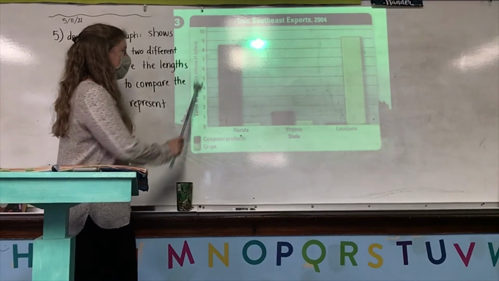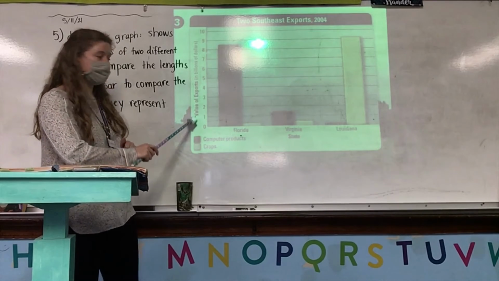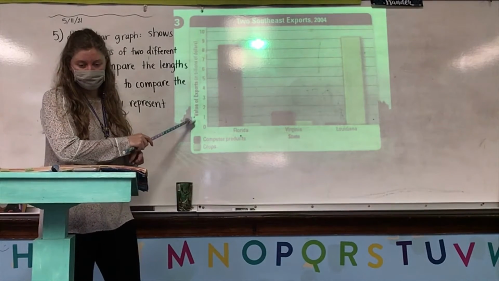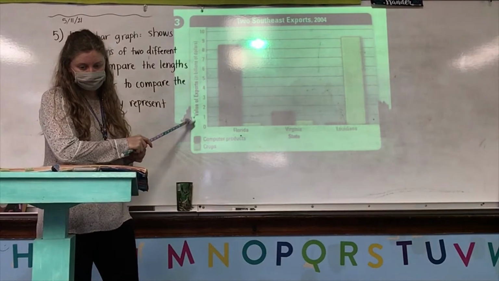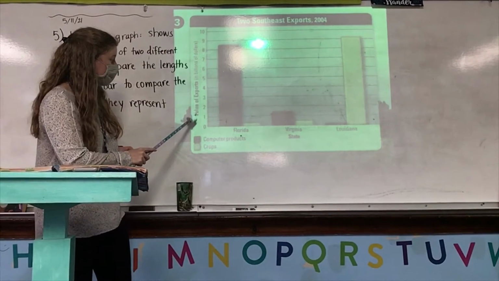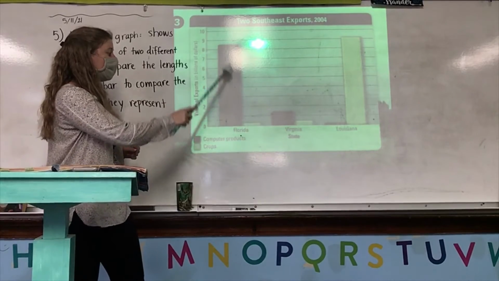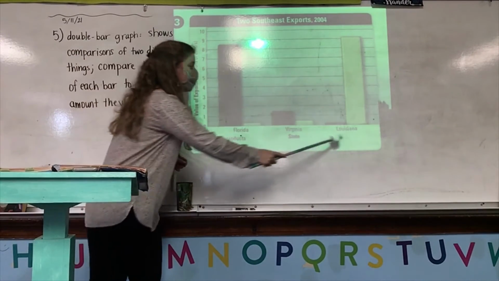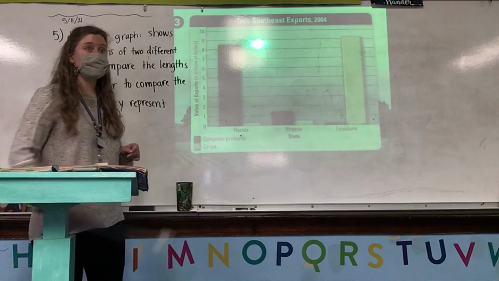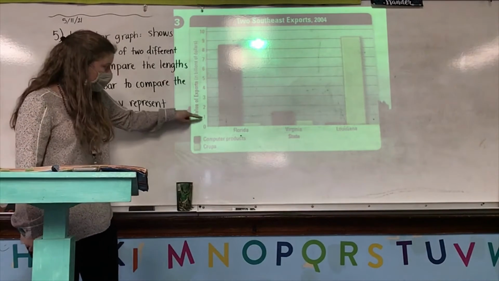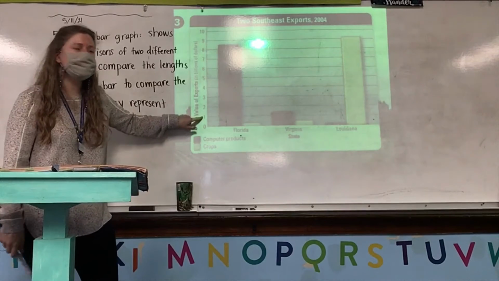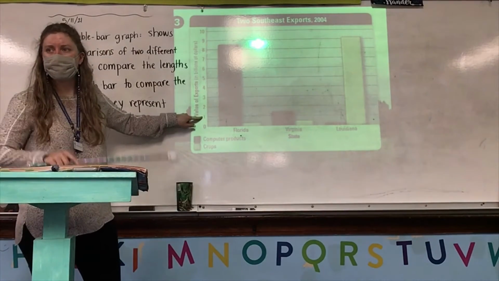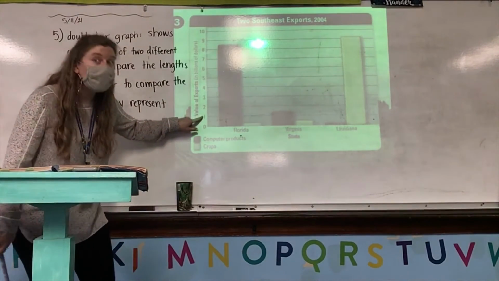Now let's look at the label on the side. What do these numbers show? Value of exports in billions of dollars. So this is how much the exports were from these three states in billions of dollars. So this one, does it represent $1? What does this one represent? Cullen? $1 billion.